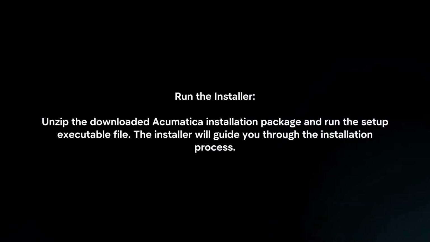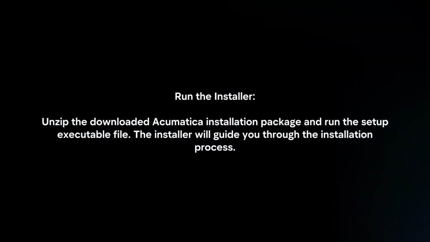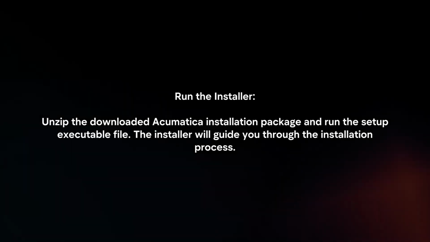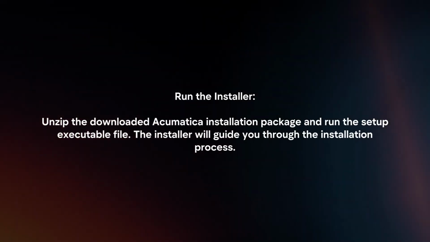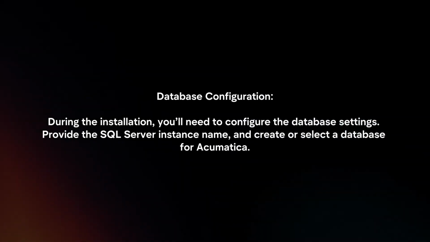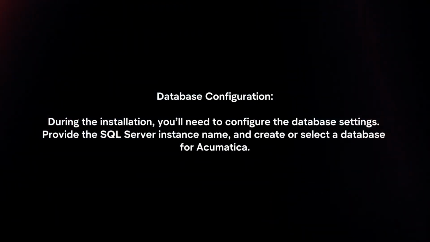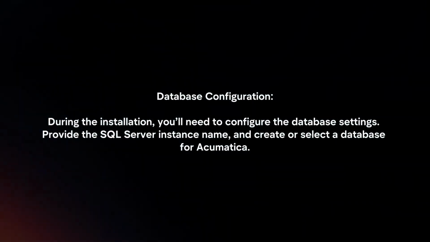Run the installer. Unzip the downloaded Acumatica installation package and run the setup executable file. The installer will guide you through the installation process. Database configuration. During the installation, you will need to configure the database settings. Provide the SQL service instance name and create or select a database for Acumatica.